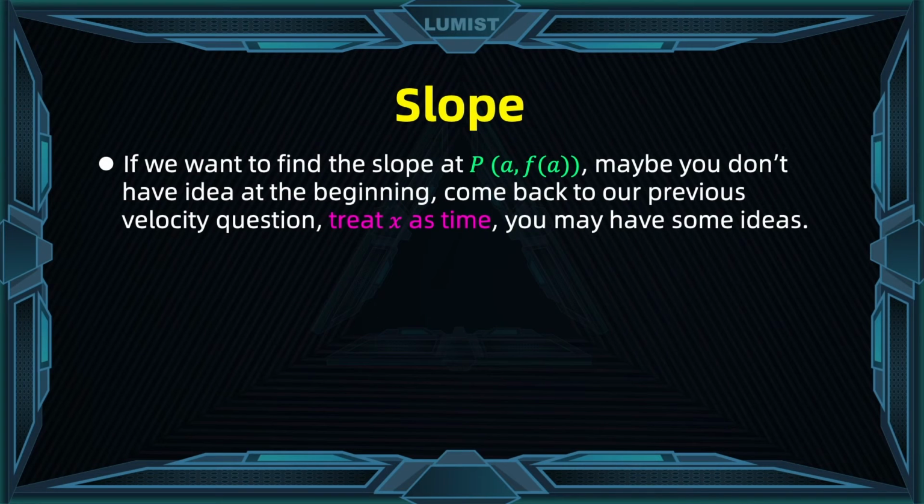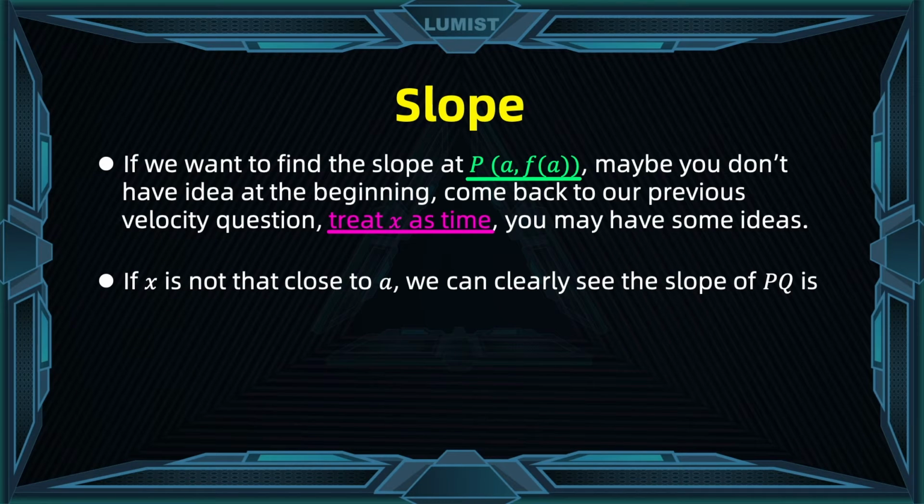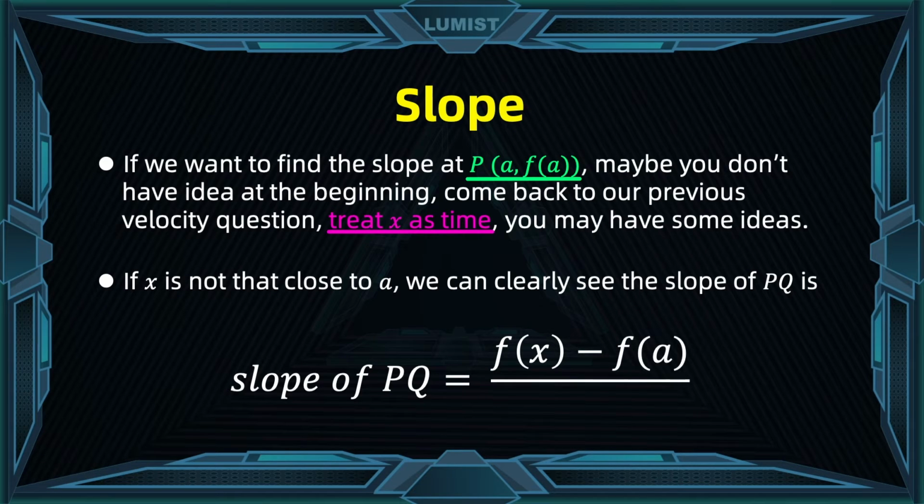In fact, if you want to find the slope at the point P of a and f of a, maybe you don't have any idea when you're trying to solve that problem at the beginning. We go back to our previous velocity equation and treat x as time. Then you may have some ideas. So if x is not close to a, we can clearly see the slope of the line PQ to be equal to f of x minus f of a over x minus a.